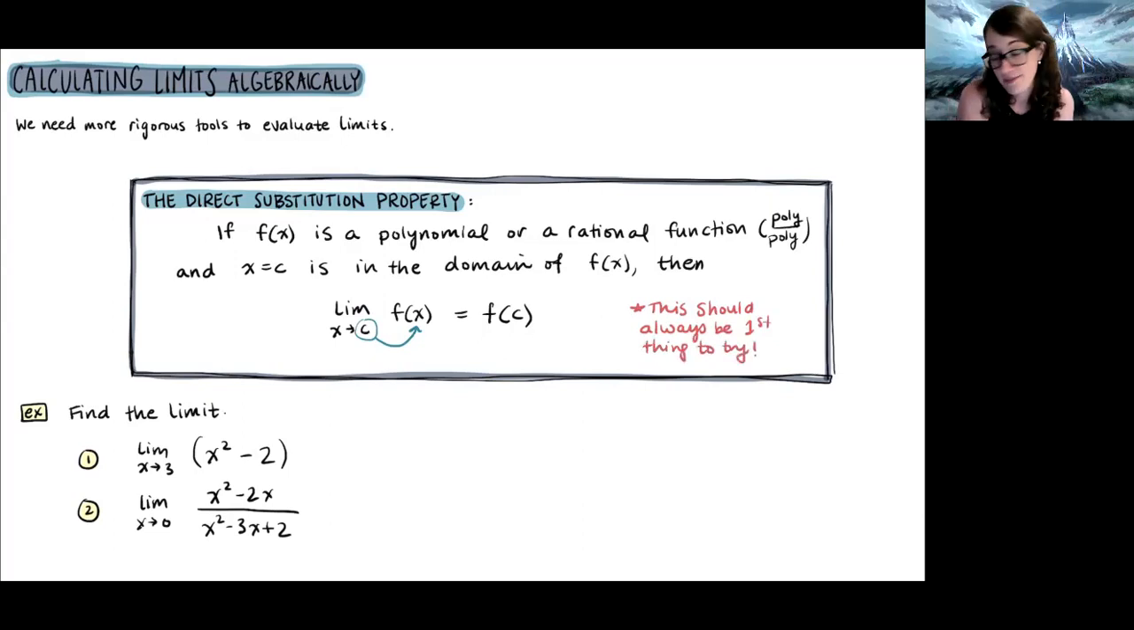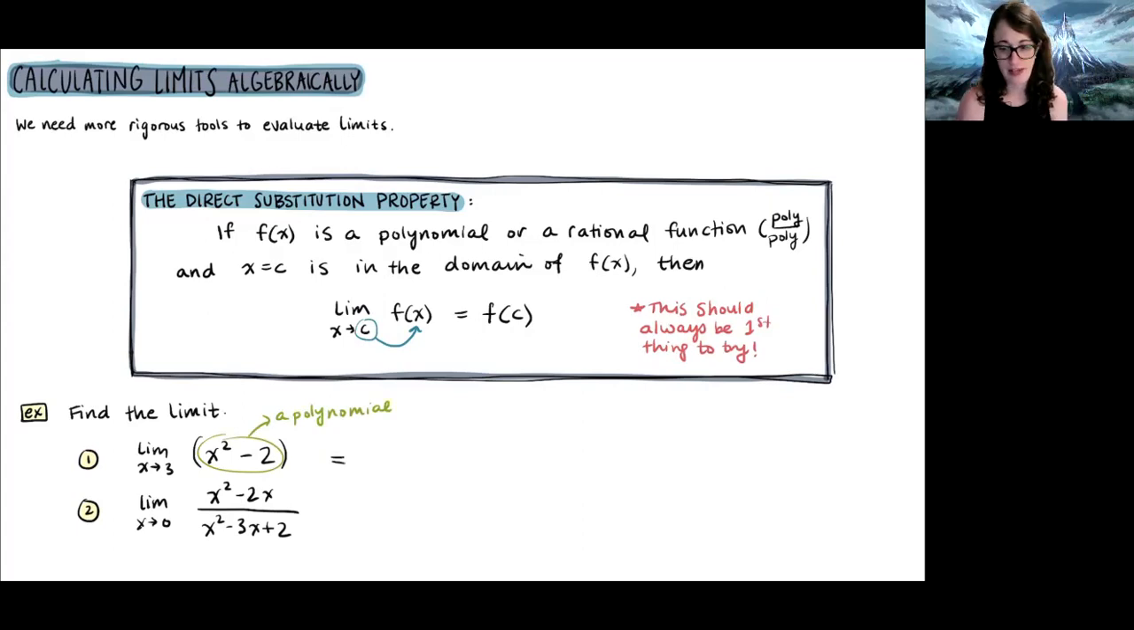So I got two examples here because I think this is relatively straightforward. If we're looking at the limit as x approaches 3 of the polynomial x squared minus 2, right? Well, we have powers of x added and subtracted. I mean, this is a quadratic, but that's just a polynomial. The domain of a polynomial is all real numbers. Okay, there's nothing that you cannot plug in to a polynomial.